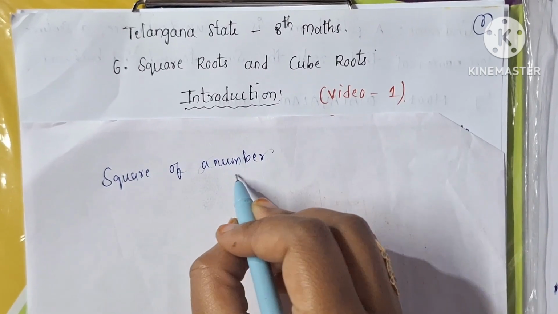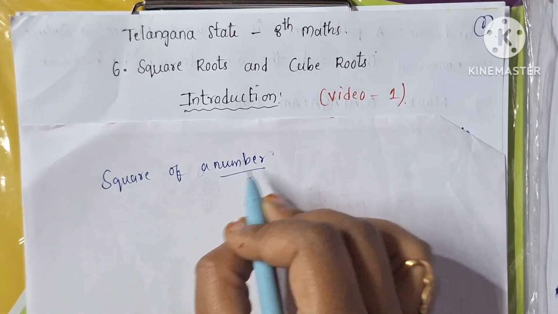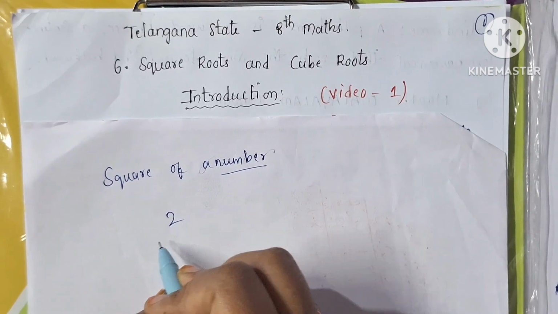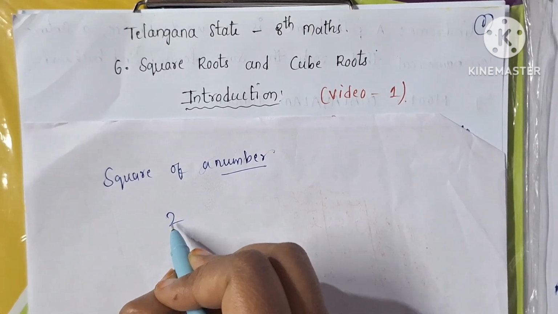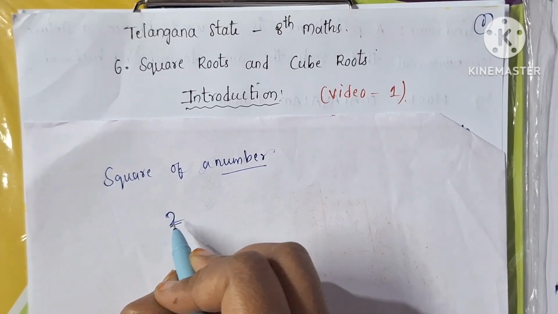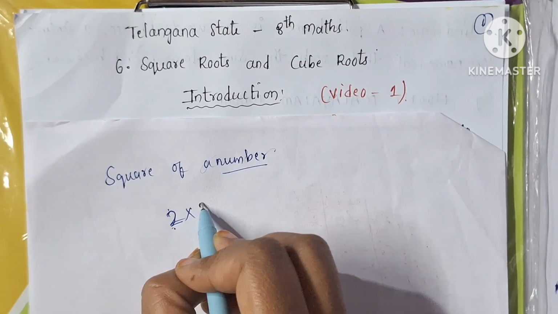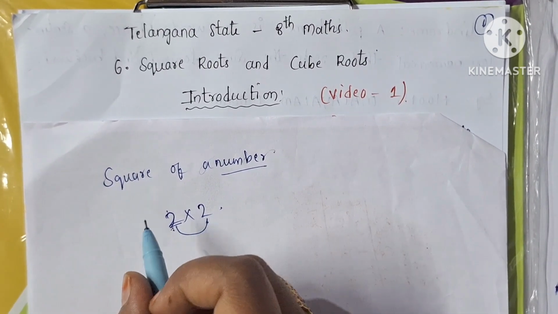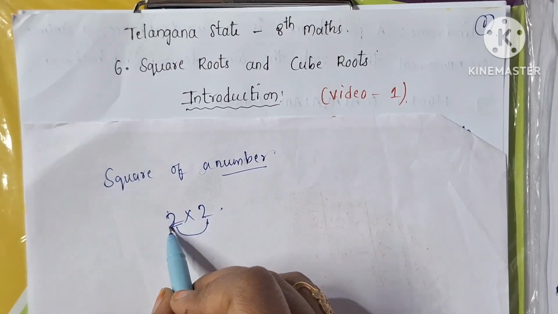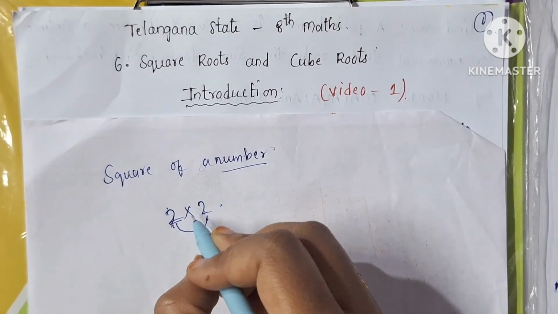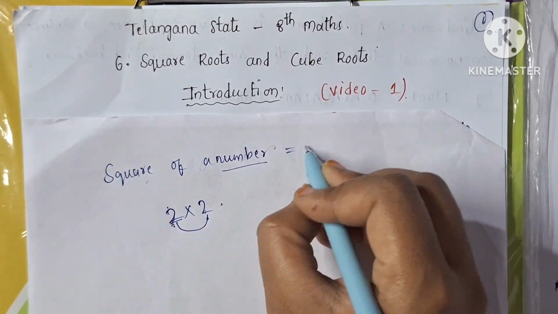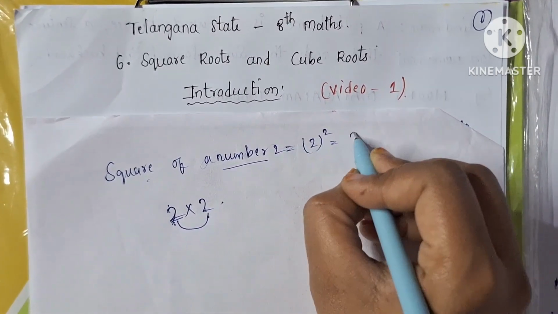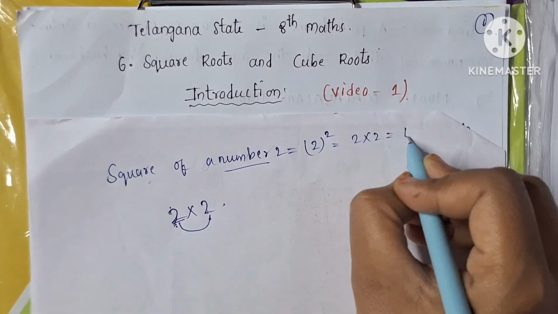What is the square of a number? What is a number actually? A number is a counting thing. Let 2 be any number. Square means we are multiplying 2 with itself, 2 times. Then it is called a square. The square of number 2 is 2 square, that is 2 into 2 equals 4.